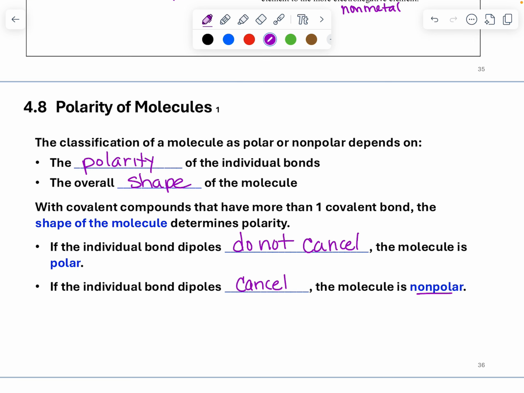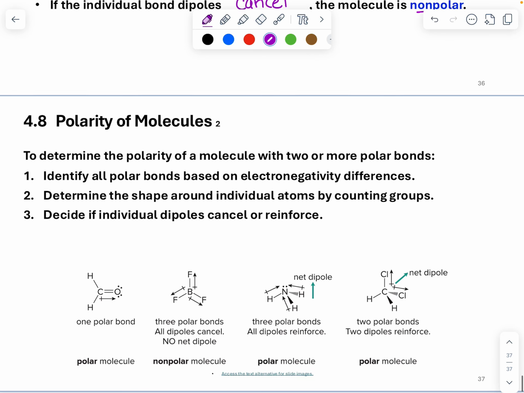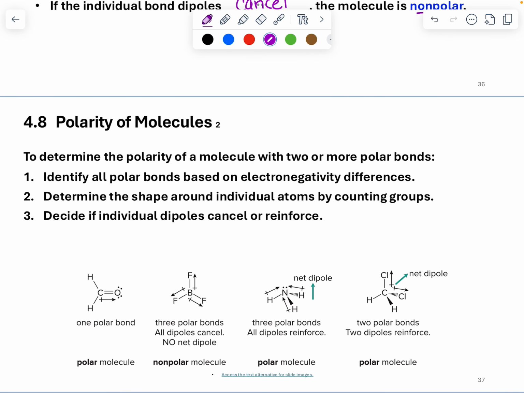It says to determine the polarity of a molecule with 2 or more polar bonds, first you want to identify all polar bonds based on electronegativity differences. And then you want to determine the shape around the individual atoms by counting the groups. And then you want to decide if the dipoles cancel each other or they reinforce each other. So let's take a look at some of their examples here.